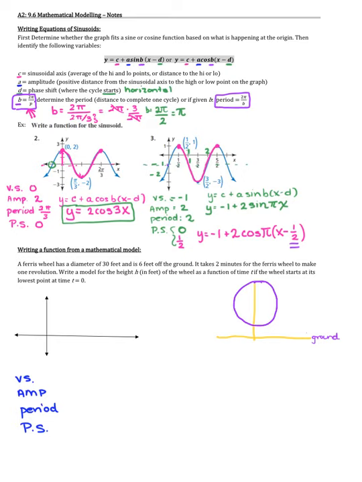Okay, let's read this. A Ferris wheel has a diameter of 30 feet. All right, so this is a total distance of 30 feet. And it is 6 feet off the ground. So down here, that is 6 feet off the ground. It takes 2 minutes for the Ferris wheel to make one revolution. One revolution, if you think about a unit circle, one revolution equals 2 pi. So we have that 2 minutes equals 2 pi, right? Because we have 2 minutes equals 1 revolution.